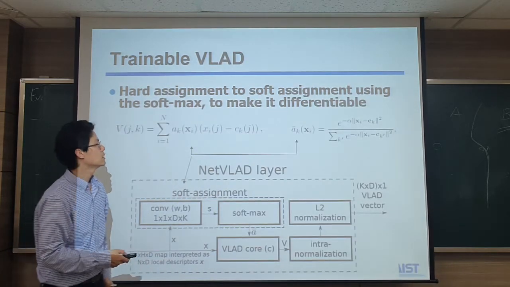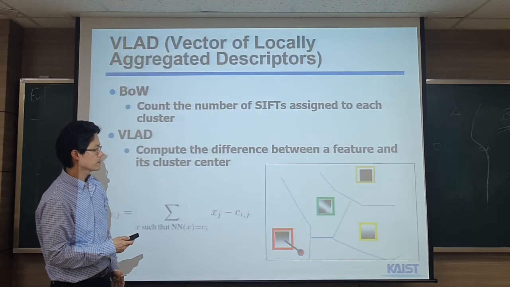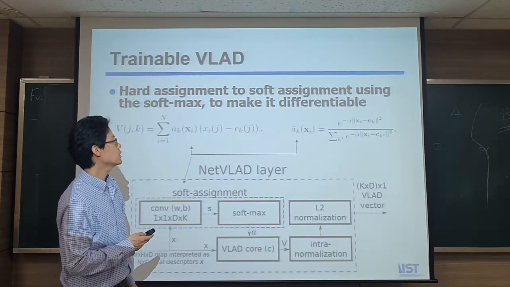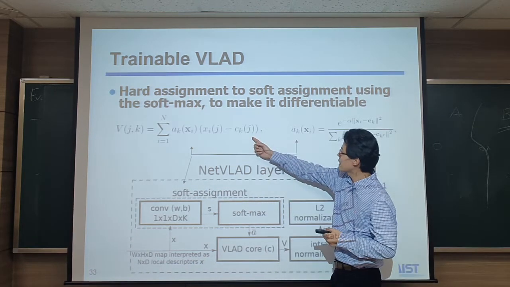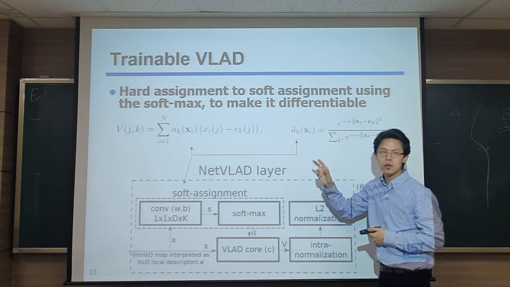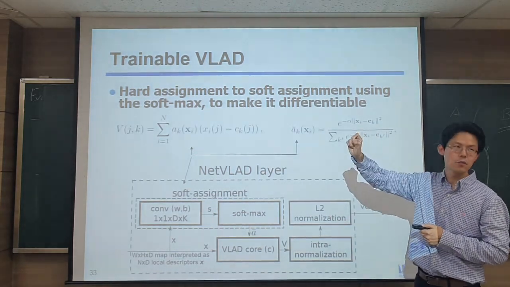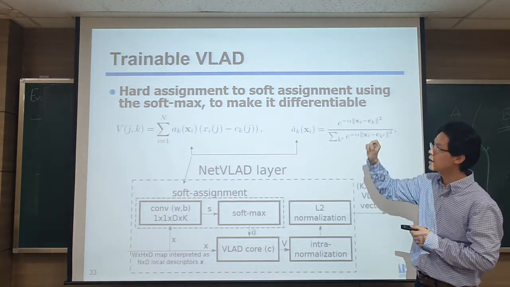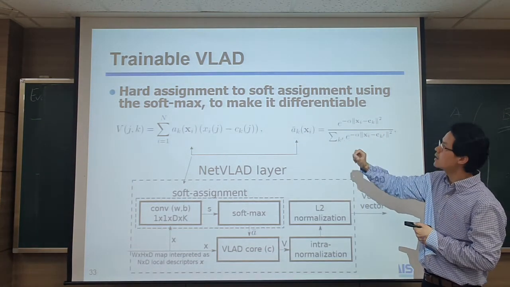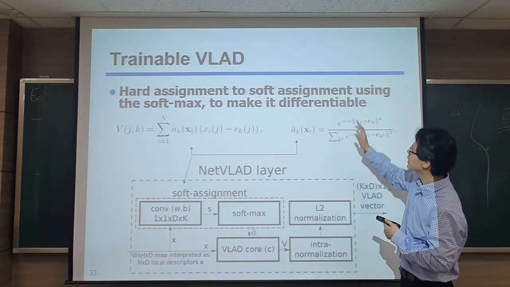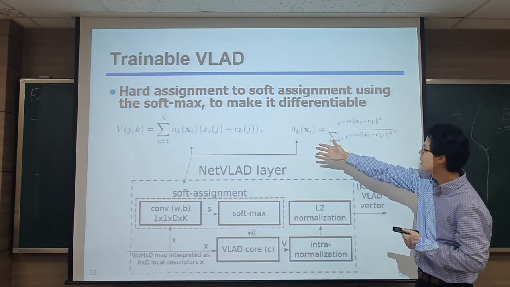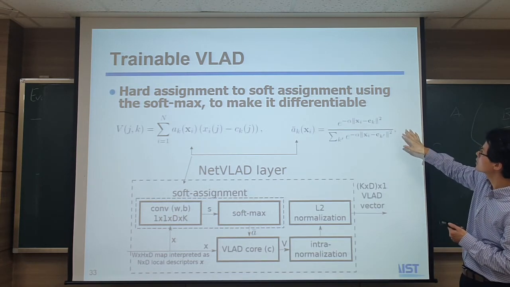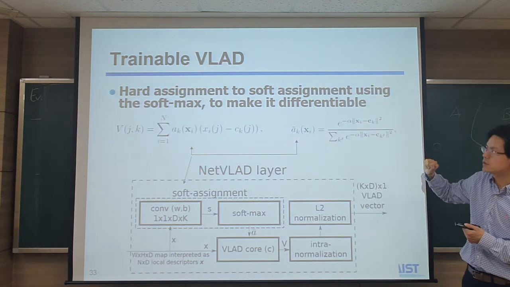How can you do that? In VLAD, we need to measure the distance between the feature and the center of the cluster, right? So they are measuring that distance. But the problem is that in the case of VLAD, we need to assign a feature to one of the clusters. That's the hard assignment. But it turns out that's not differentiable, so we cannot use that kind of hard assignment in deep learning. So to design a differentiable technique, they use the soft assignment instead of the hard assignment. The soft assignment looks like this function, actually the common softmax approach used a lot in deep learning approaches.